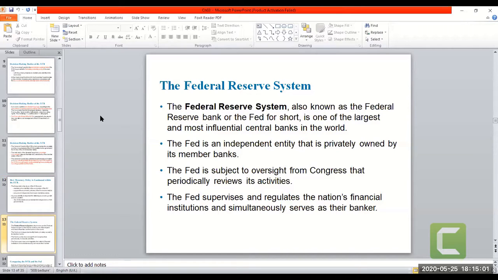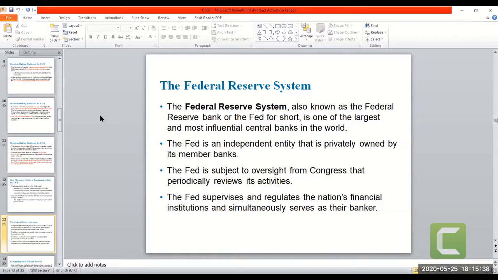The second bank is the Federal Reserve System, also the Fed, the central bank of the USA. Basically, this is one of the largest and most influential central banks in the world. The Fed is an independent entity that is privately owned by its member banks. The Fed is owned by 12 banks, 12 regional or state banks.